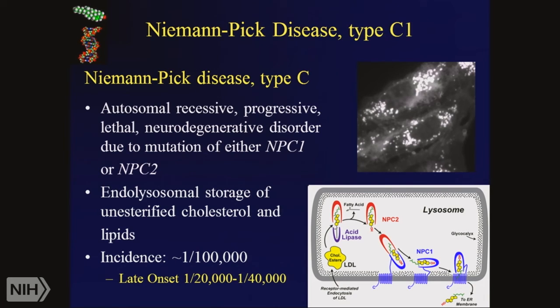Its incidence is on the order of 1 in 100,000, although we did a screen through some of these large whole exome sequencing databases, and there may be a late onset variant that's much more frequent because there are some alleles that look to be detrimental that are actually present at high frequency, and that's still to be characterized further. But the classical disease is on the order of 1 in 100,000.